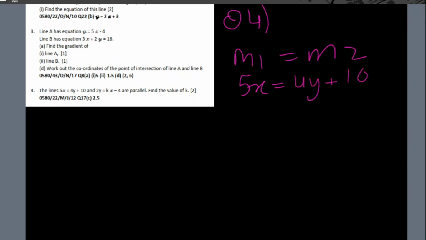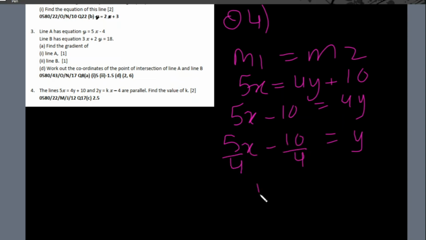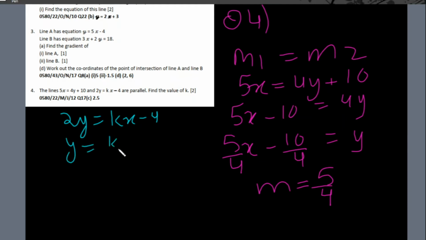We need to make y the subject. So 5x minus 10 equals 4y. Make y the subject, move 4 to the other side, it will get divided with both of these. So now the slope is the coefficient of x, which is 5 over 4. And what about the second equation? The second equation is 2y equals kx minus 4. Make y the subject, so k over 2 x minus 4 over 2. So now this slope is k over 2.